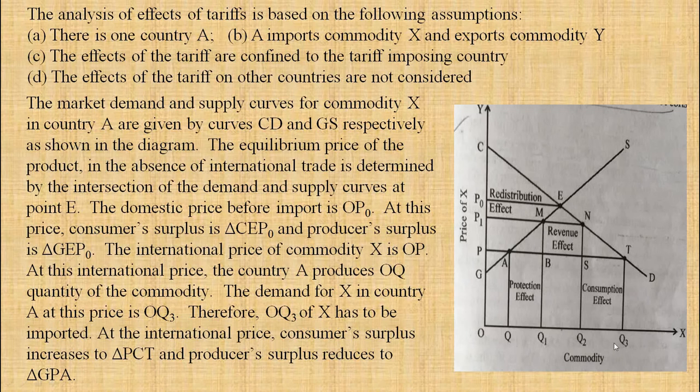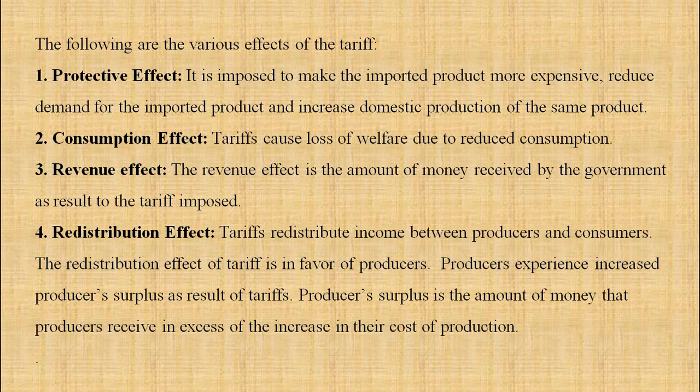At the international price, the consumer surplus increases to delta PCT, look here, P, C and T, and the producer surplus reduces to GPA, G, P and A. This is reduced over here. Okay, so the following are the various effects of tariff.